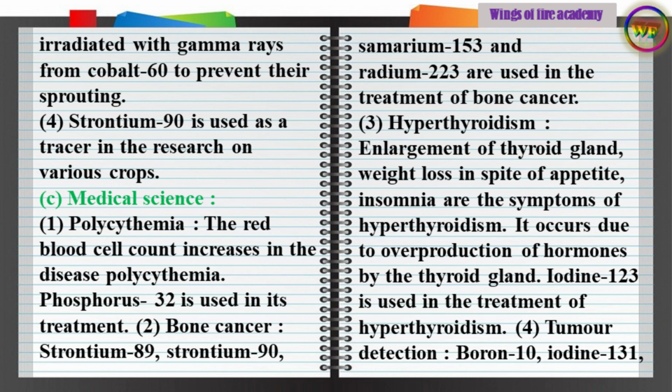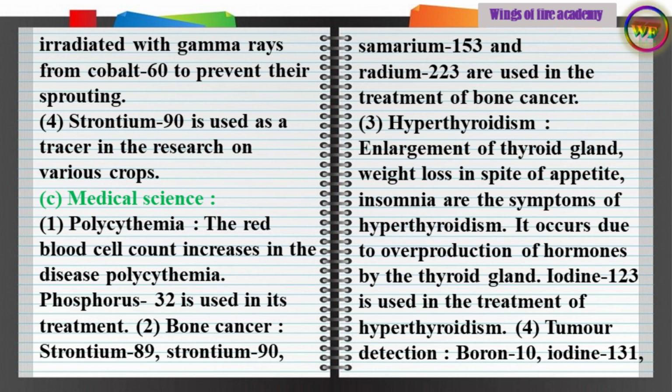C. Medical science. 1. Polycythemia. The red blood cell count increases in the disease polycythemia. Phosphorus-32 is used in its treatment. 2. Bone cancer. Strontium-89, strontium-90, samarium-153 and radium-223 are used in the treatment of bone cancer.